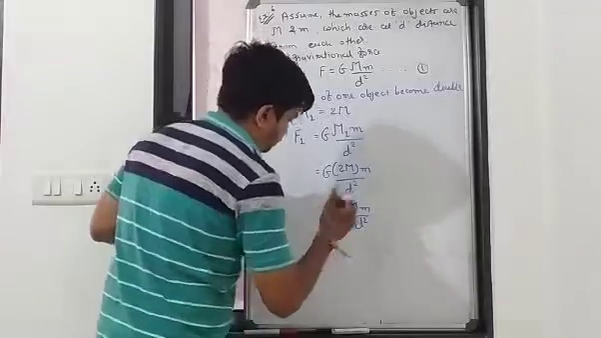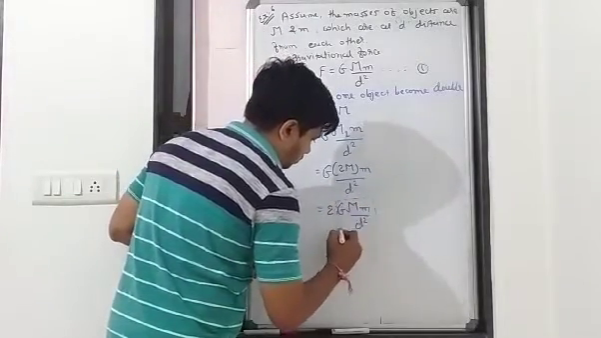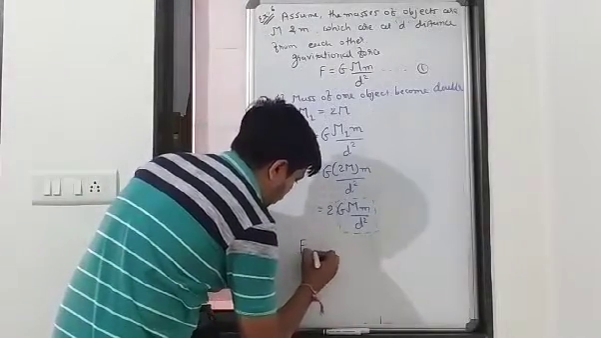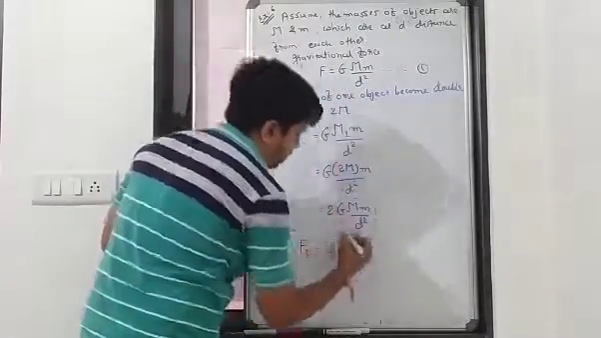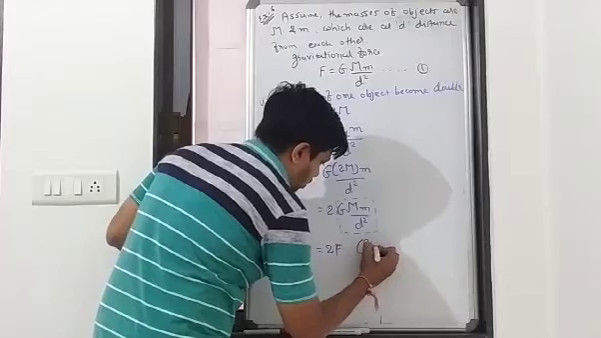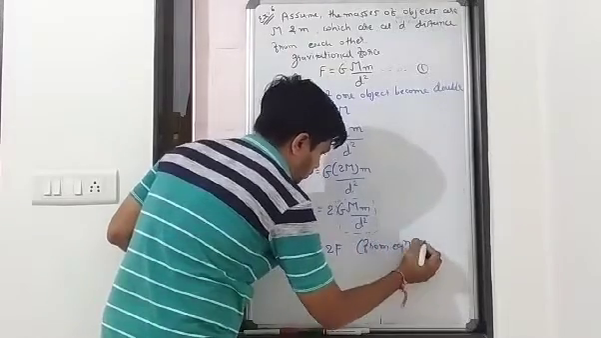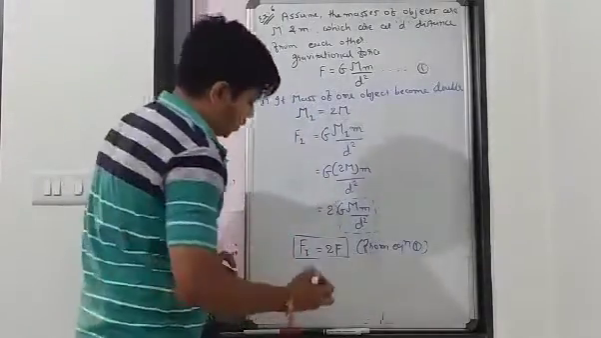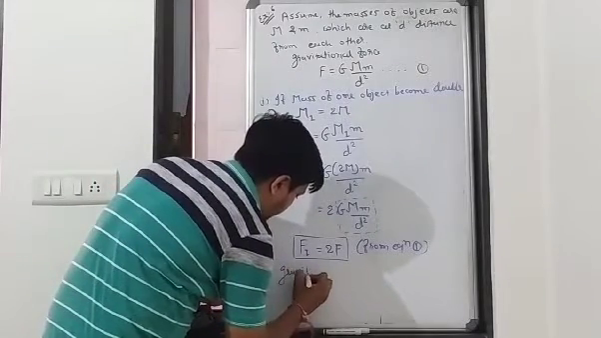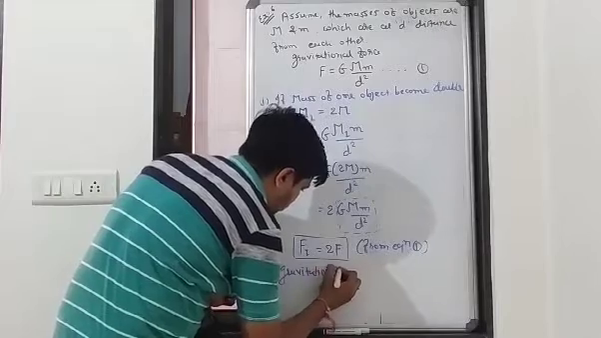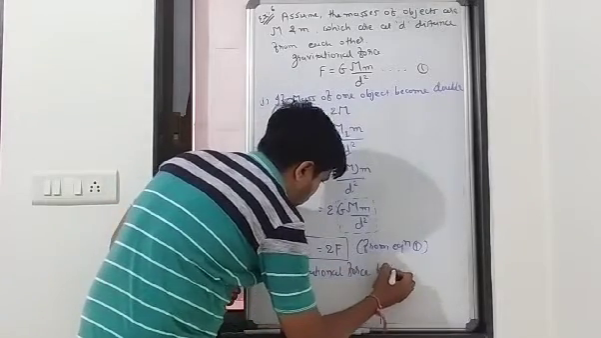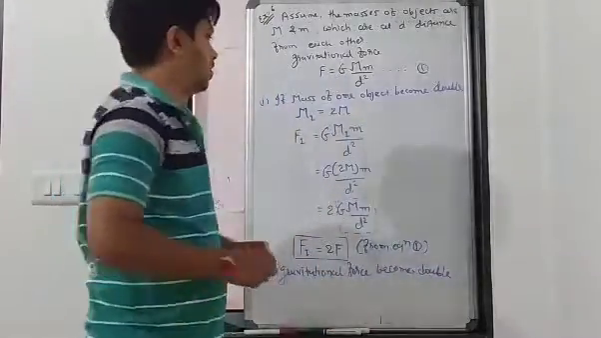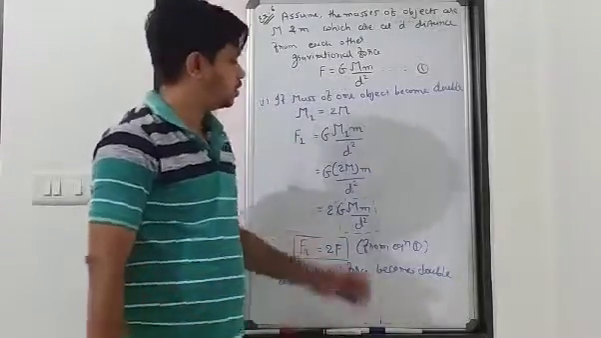At this point, it's the same. So F1 is equal to 2 times this one, which is F from equation 1. So the force becomes double. The gravitational force becomes double. So here is your example. It is also easy, right? Just see.